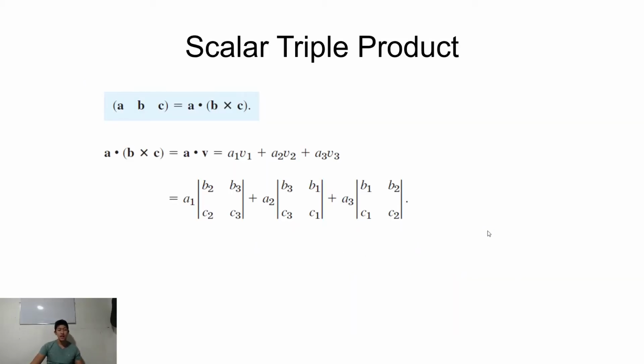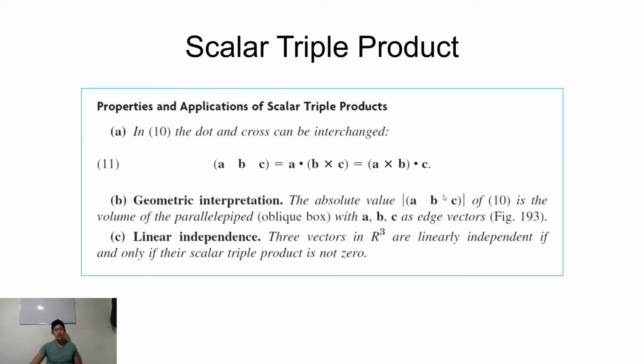You also have the scalar triple product. So you have a cross product and then the result is followed by the dot product. Again, what you do here is first cross the two vectors, then you apply the dot product. Okay, these are the properties.